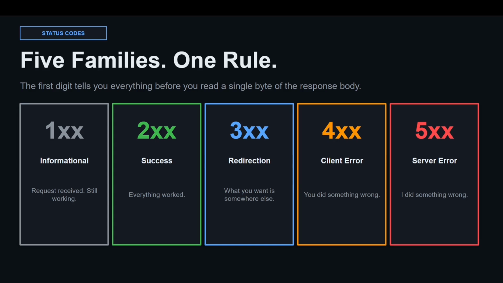Then we have the 300 family, which means redirection. What you want is somewhere else, so they are redirecting you to another page. And we have the 400 family, which we are quite familiar with, meaning client error. You did something wrong. A client can get a 404 error if they enter the wrong data or press the wrong button. Then we have the 500 error, which means I did something wrong. That means you, the programmer, programming the server side, have done something wrong. That's what the 500 server error does.